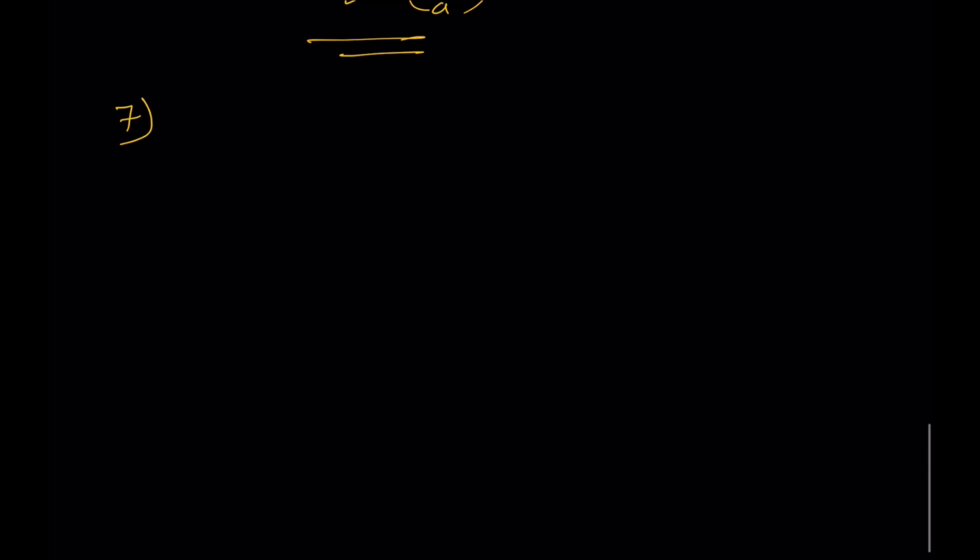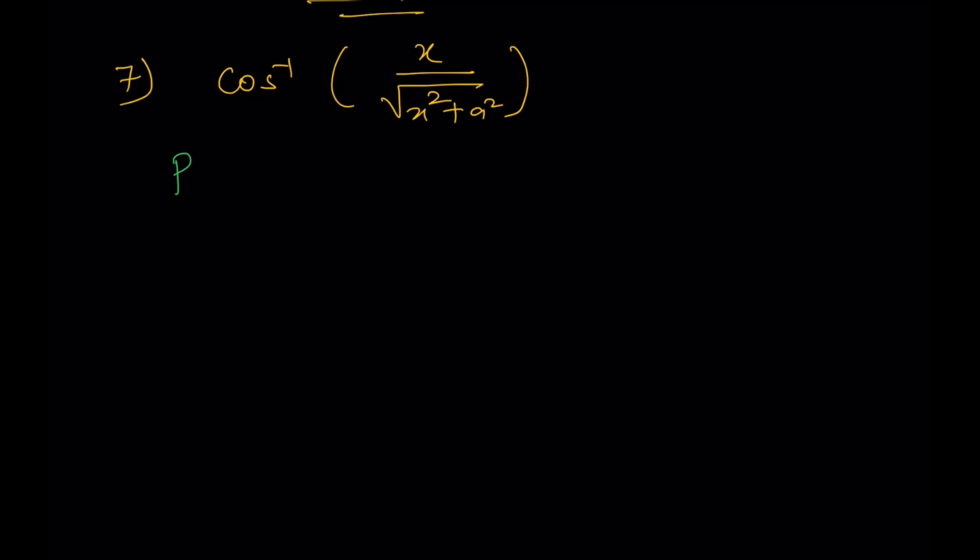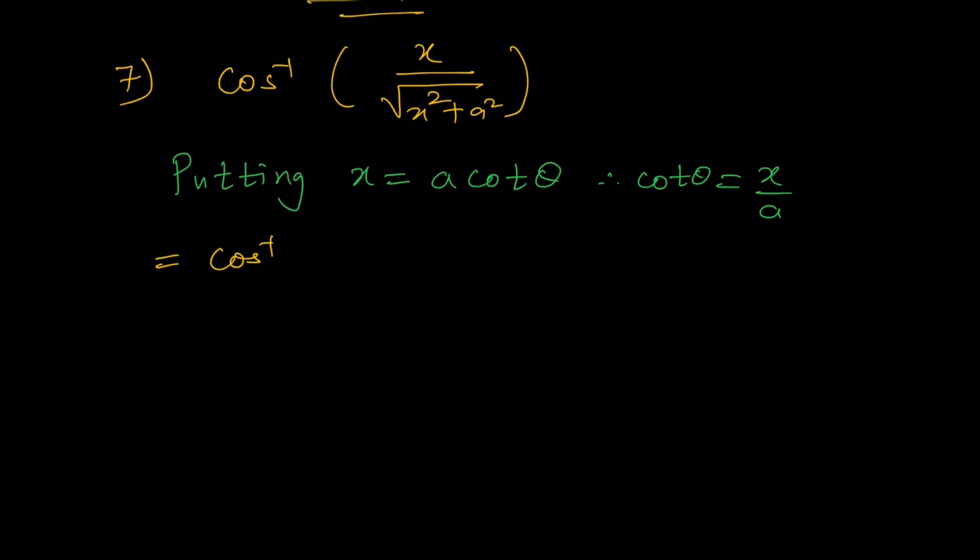Suppose we have cos inverse of x upon root x square plus a square. Similar type. Cos inverse of, see inside the bracket we have a similar expression, x upon root x square plus a square. But outside the bracket we have cos inverse. In the previous problem we had sin inverse. Since the root sign has x square plus a square, what will be our substitute here? X is equal to a tan theta or a cot theta. In this case, since we have cos inverse outside, we will prefer putting x is equal to a cot theta. That means cot theta is x upon a.